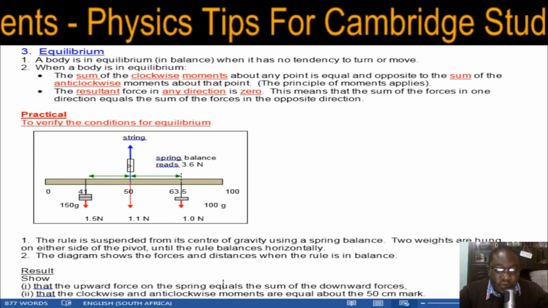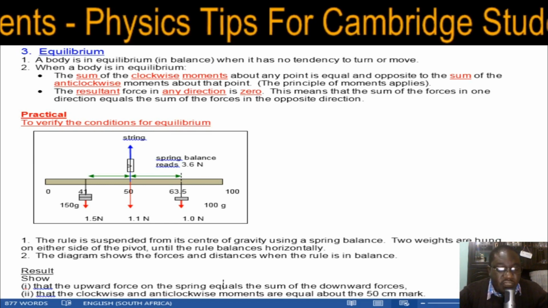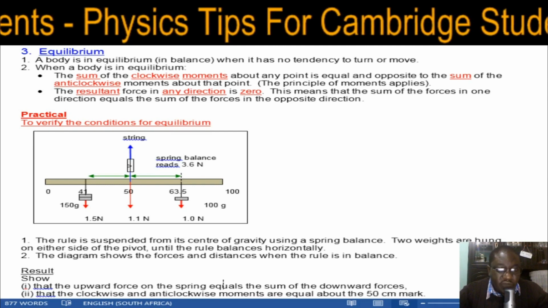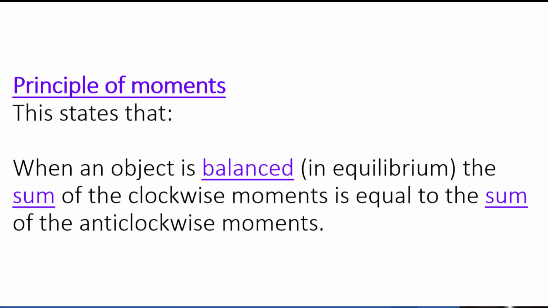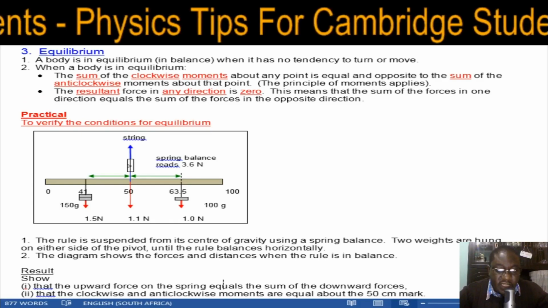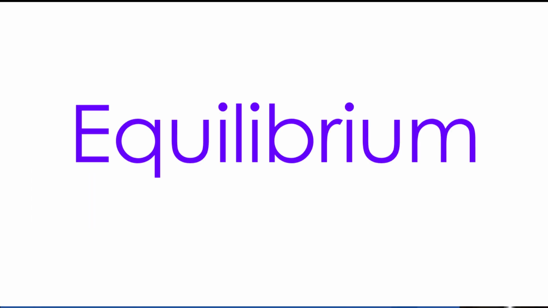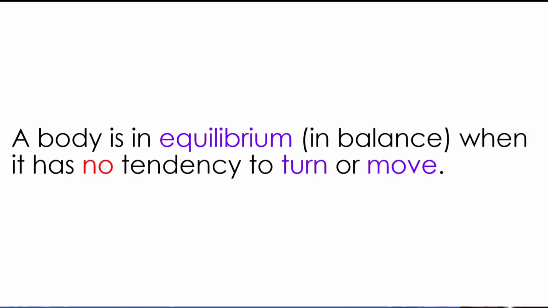And we talked about clockwise and anti-clockwise moments. And we said when a body is balanced, we have the clockwise moments equaling the anti-clockwise moments. Now this leads us to equilibrium. A body is in equilibrium or in balance when it has no tendency to turn or to move.